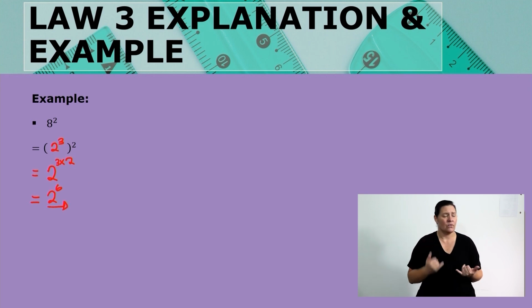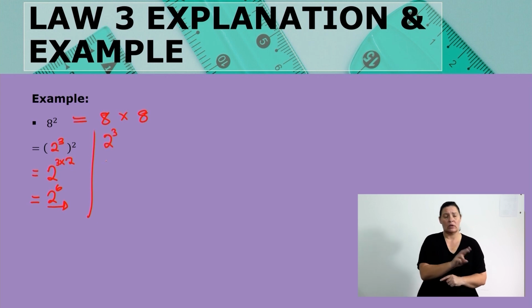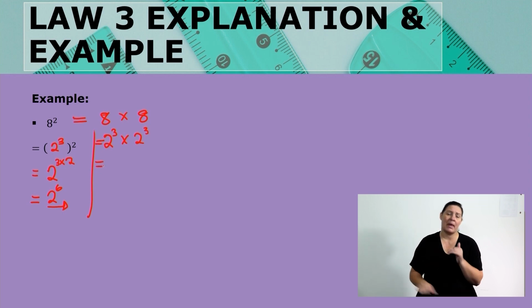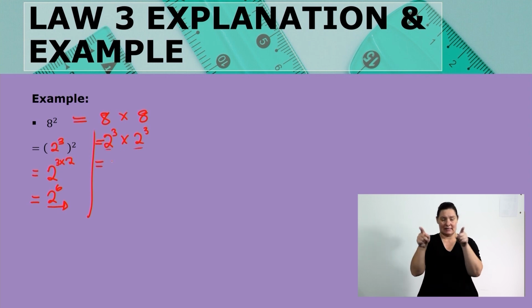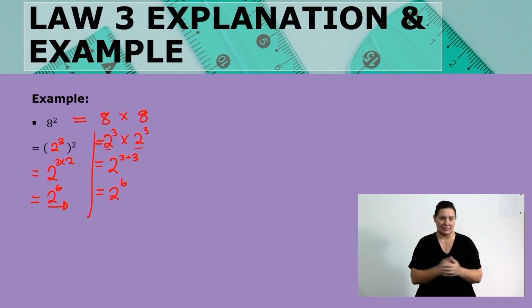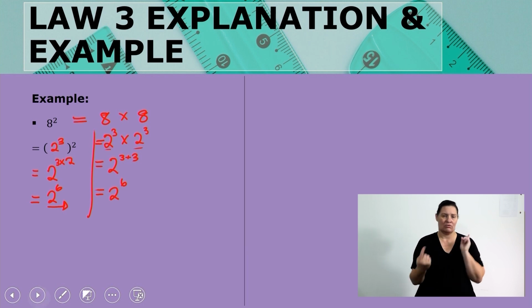But now, remember, if we are going to take this 8 to the exponent 2 and say this is 8 multiplied by 8. So if we are going to write each of these 8s in exponential form, it is going to be 2 to the exponent 3 multiplied by 2 to the exponent 3. This now takes us back to law number 1, where we have the same base and we are going to add the exponents. That is 2 to the exponent 3 plus 3, and that gives us 2 to the exponent 6, which gives us the same answer, even though we took different routes to get there.